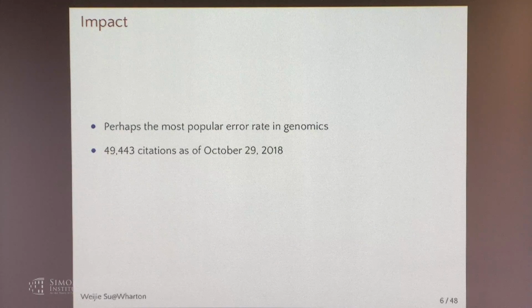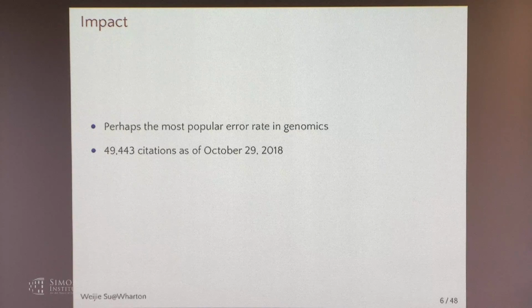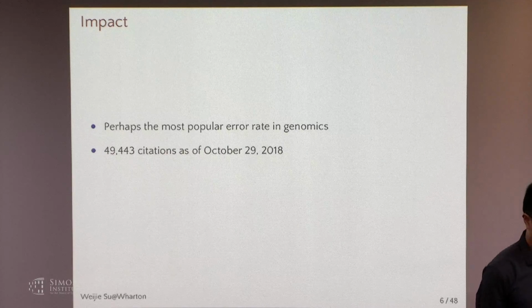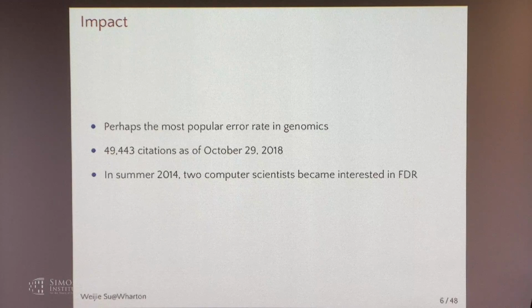The impact of FDR and BH is huge. It's perhaps the most popular error rate in genomics. Two days ago, the citations of the original paper reached almost 50,000. Every month it receives about 600 citations, about the same as my whole citation count. And certainly the impact of FDR is beyond statistics and biology.